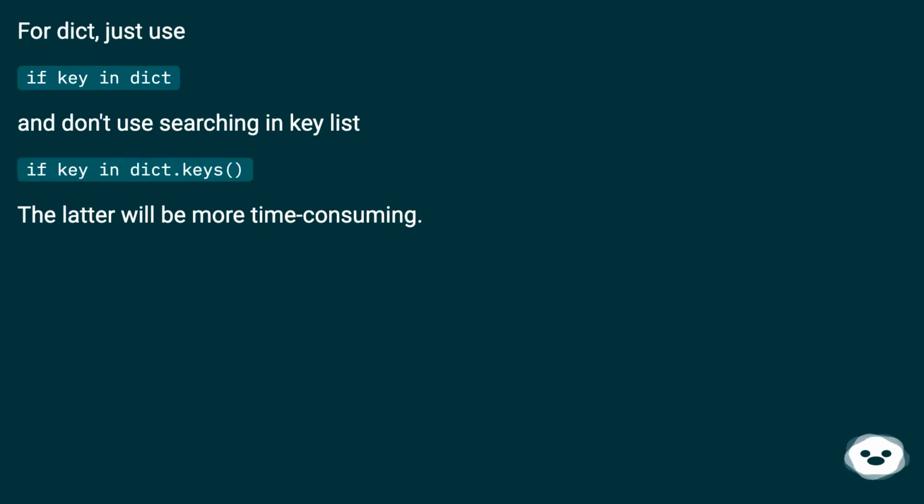For dict, just use if key in dict. And don't use searching in the key list, if key in dict.keys. The latter will be more time consuming.